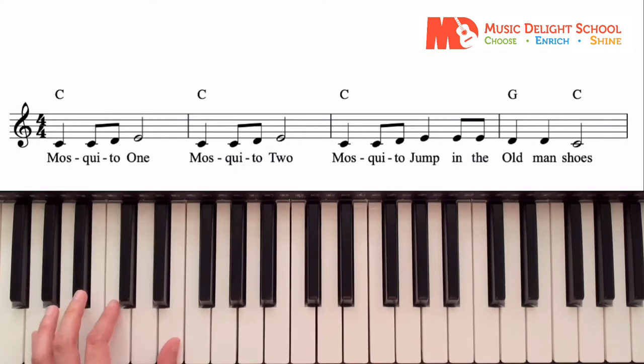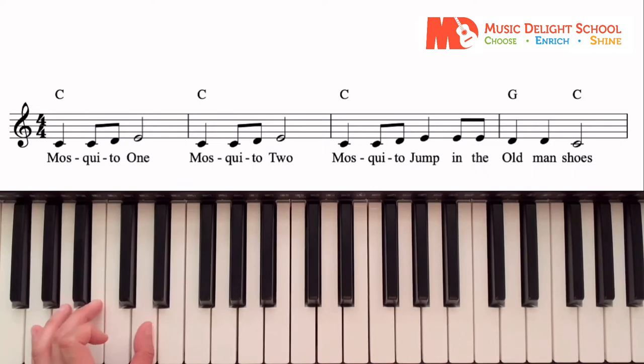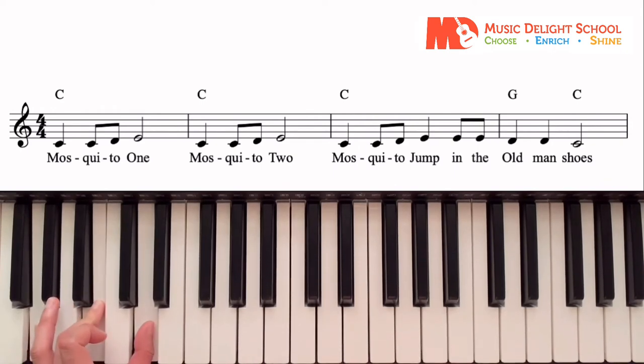Okay, from C chord to G chord, with the fingering 5, 3, 1. Okay, now let's try to play G chord first. 1, 2, 3, down. 1, 2, 3, 4. One more time, practice the G chord. 1, 2, 3, 4.